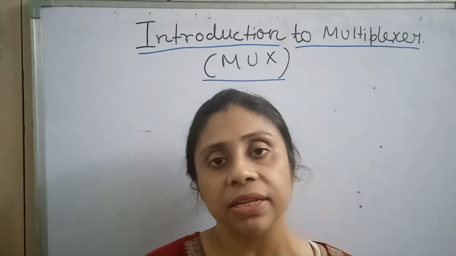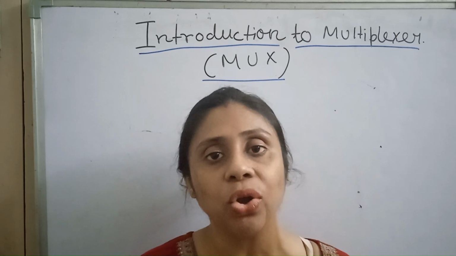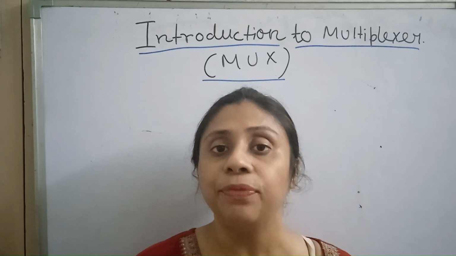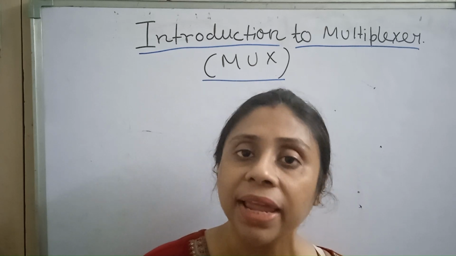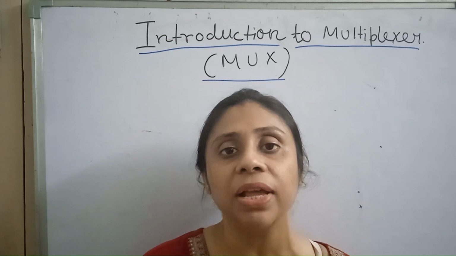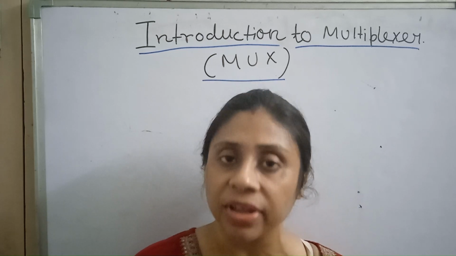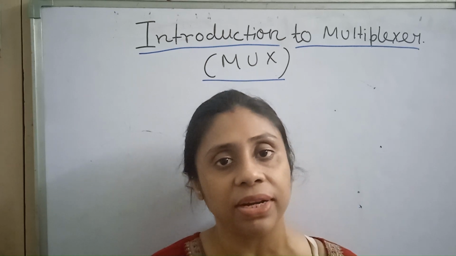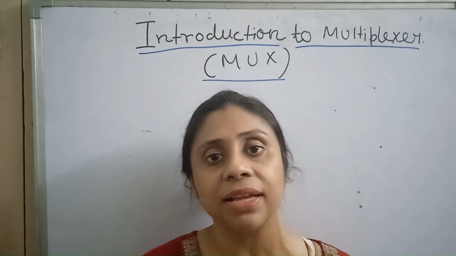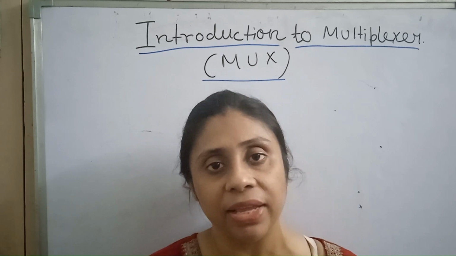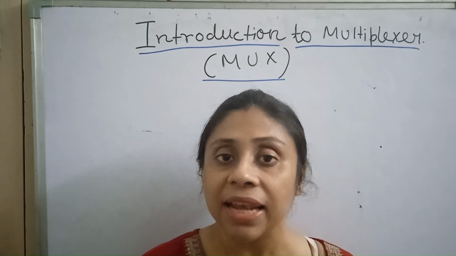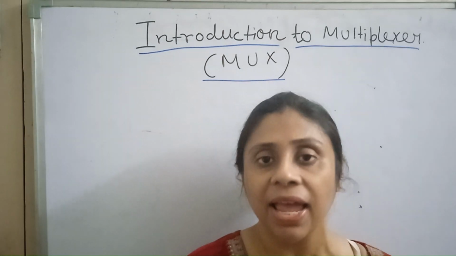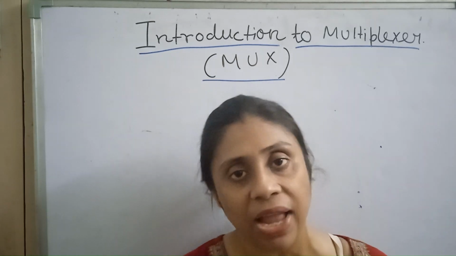So what is a multiplexer? A multiplexer is a combinational logic circuit and it is a selection device. That is, it will select one of many inputs and that particular selected input will be transferred to the output line without any change or alteration. So we can tell it is a many to one device. That means it is a selecting device. One of many inputs will be selected and that is transferred to the output line.